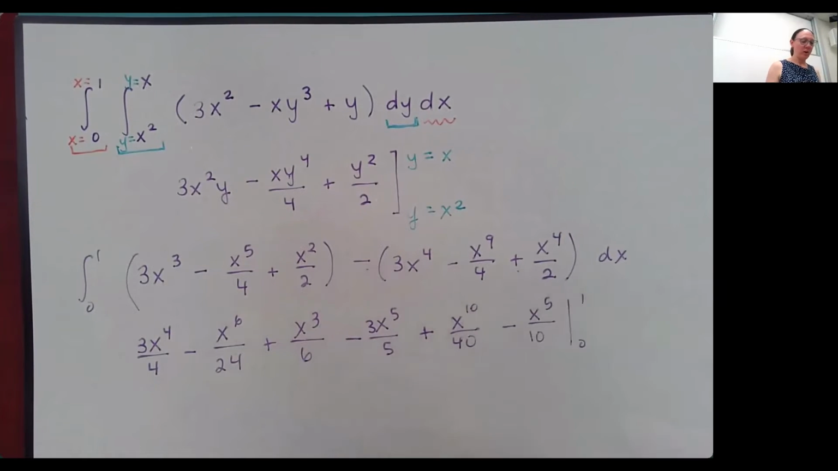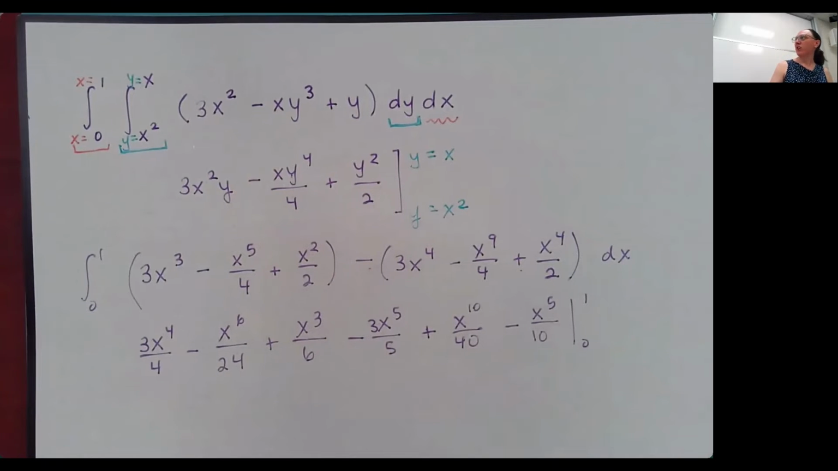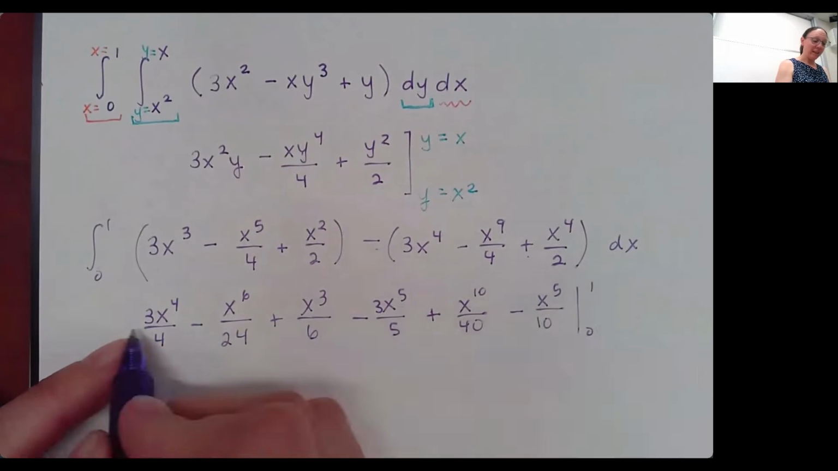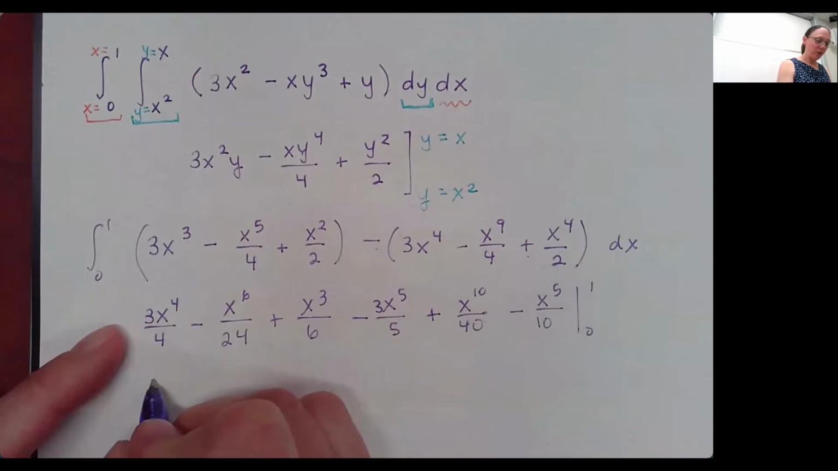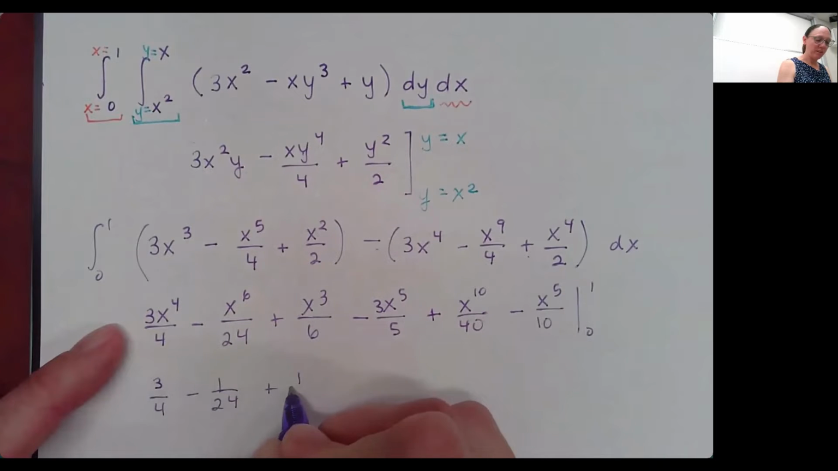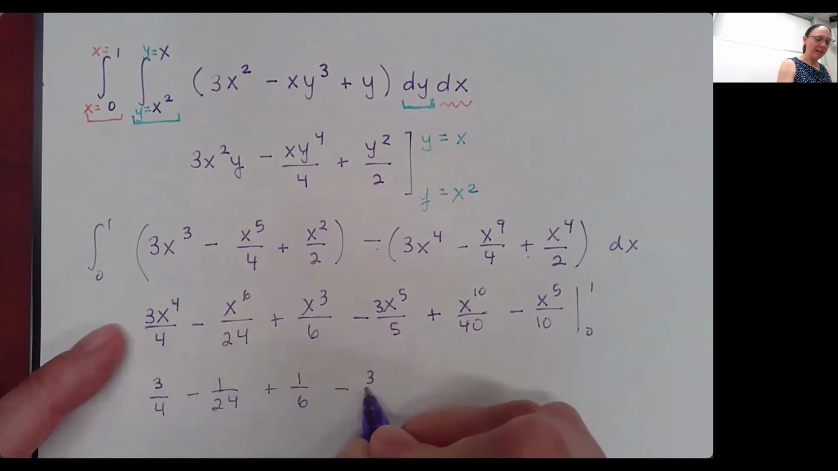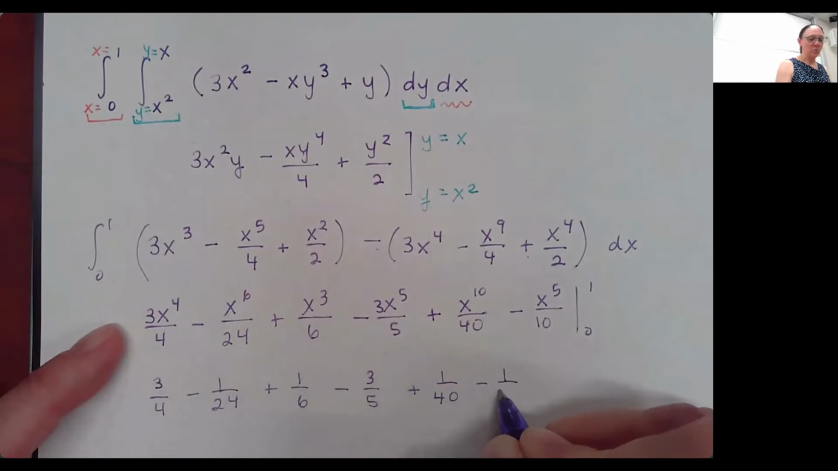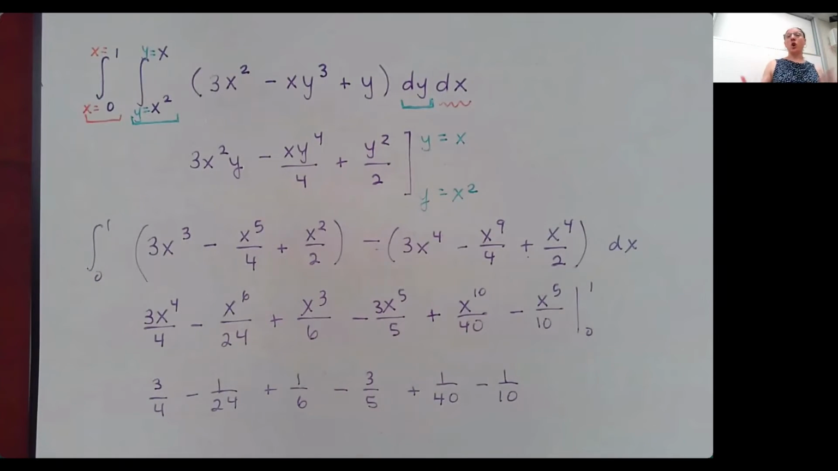We're going 0 to 1. Since everything has an x in it, when you plug in 0, you'll just get 0. So I really just have to plug in the ones. 3/4 minus 1/24 plus 1/6 minus 3/5 plus 1/40 minus 1/10. Don't mess with it. Just leave it like this.